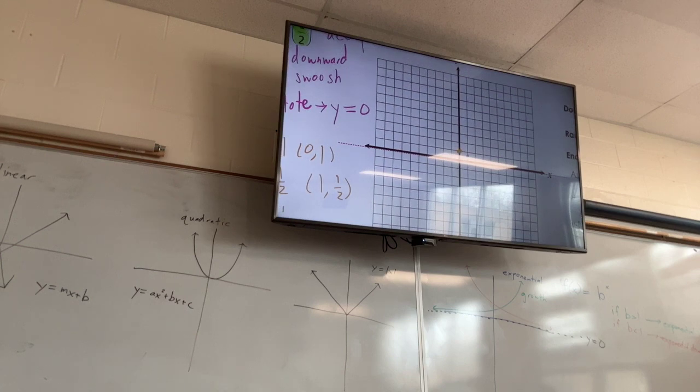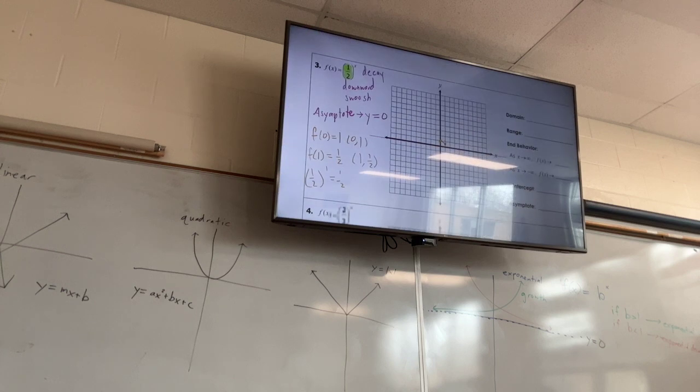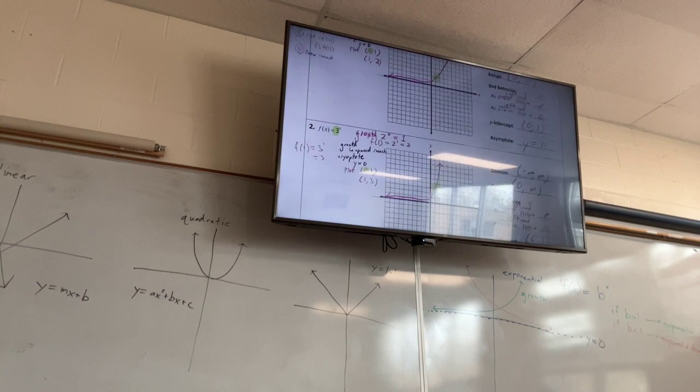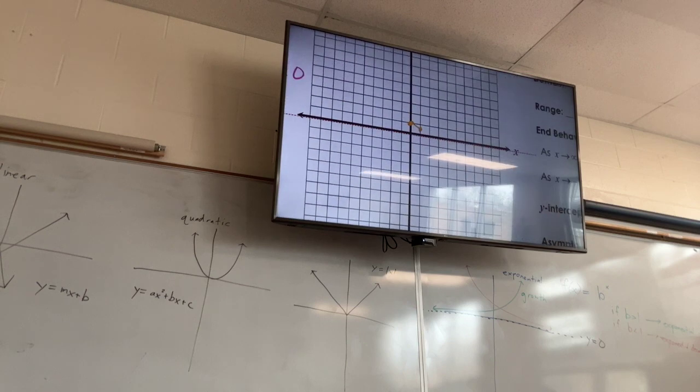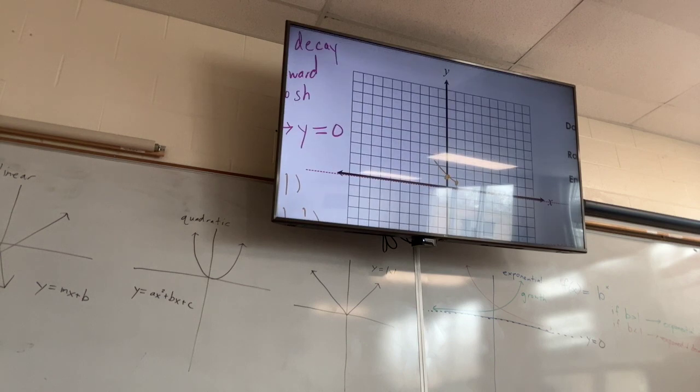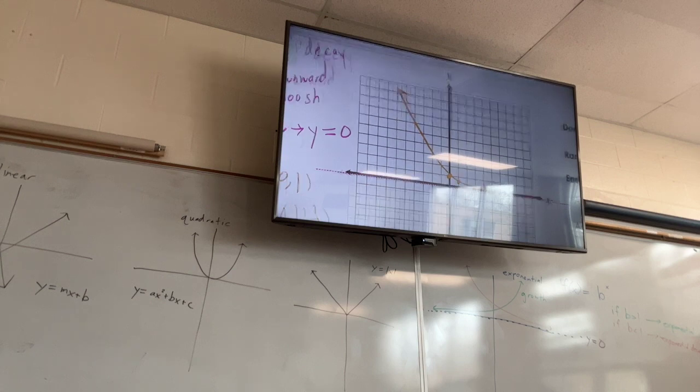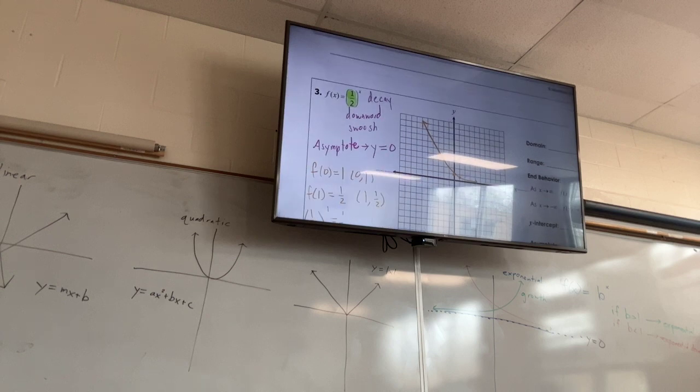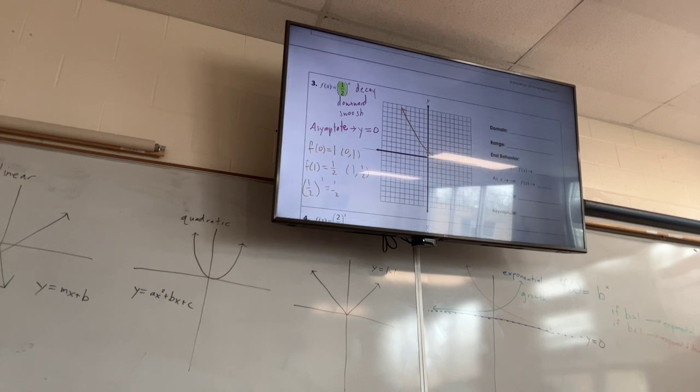All right, so it's going down now. So our swoosh is going to go down. Domain goes to the left and right forever. Okay, the range is going to be the same, right? The lowest my orange graph gets is 0 with a parenthesis. The highest it gets is infinity.